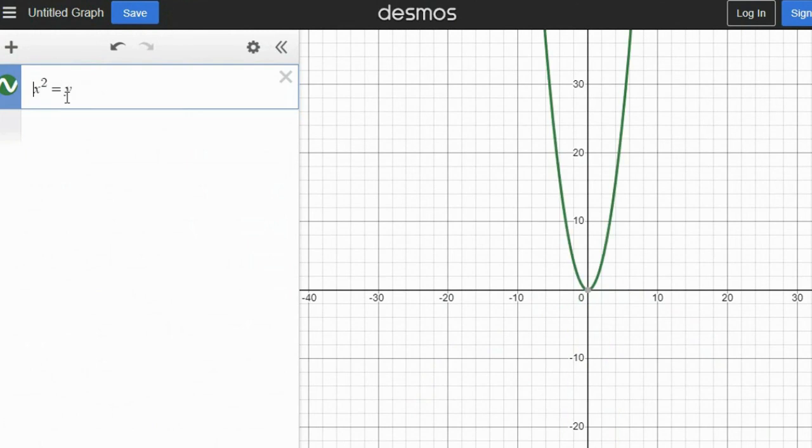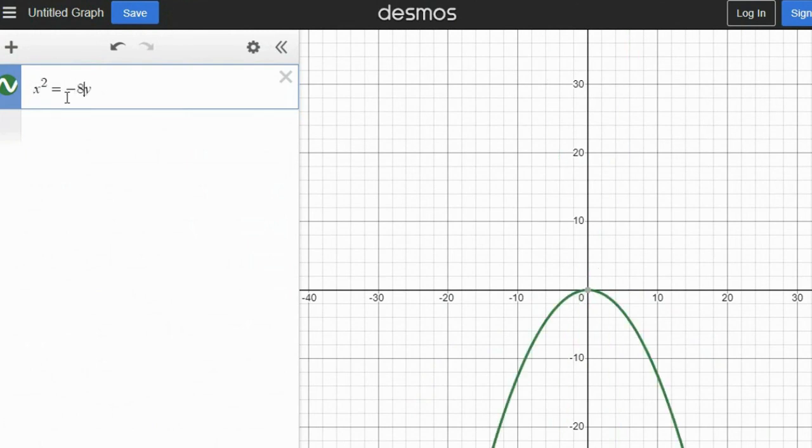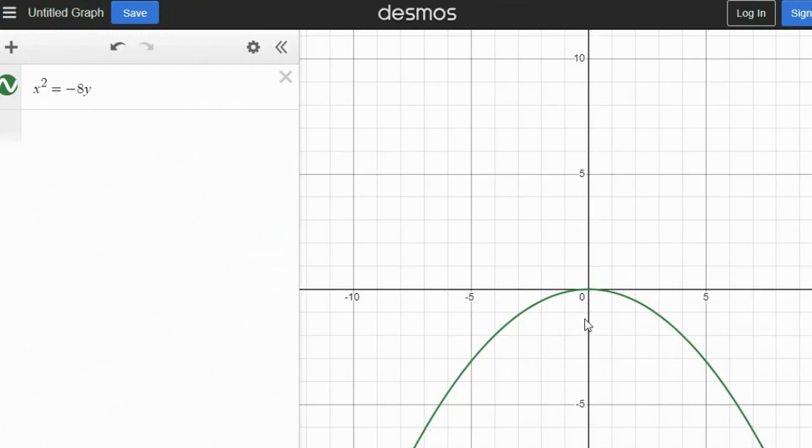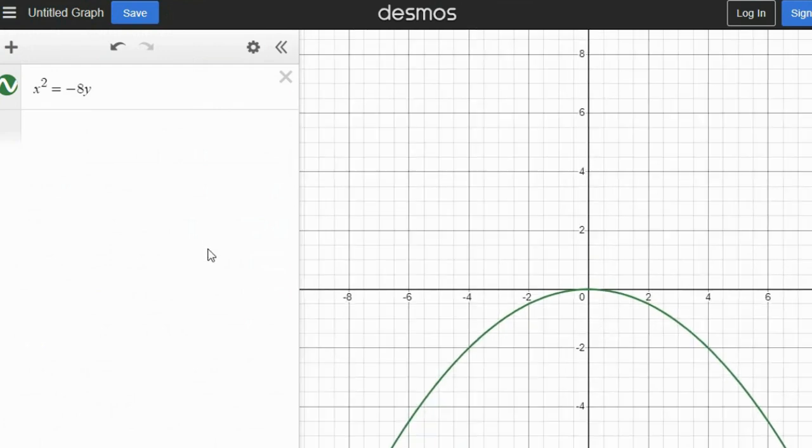X squared equals -8y. Okay, and that is downward facing. If we put the focal point on there, -2, it should be 8 wide at that point. It is. It goes from 4 to -4, so that is 8 wide at the focal point.